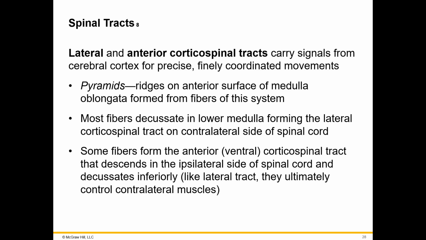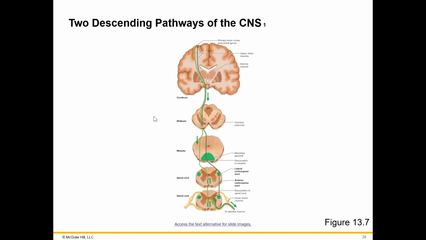Most fibers decussate in the lower medulla, forming the lateral corticospinal tract on the contralateral side of the spinal cord. Some fibers form the anterior or ventral corticospinal tract that descends on the ipsilateral side of the spinal cord and decussates inferiorly. Like the lateral tract, they ultimately control the contralateral muscles. So you see, these are the two descending pathways.